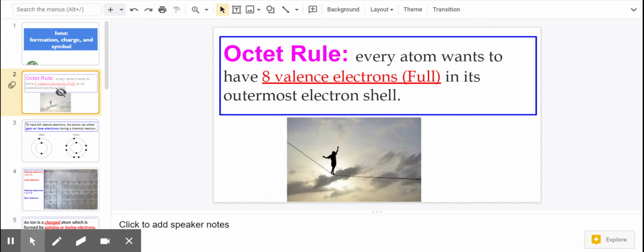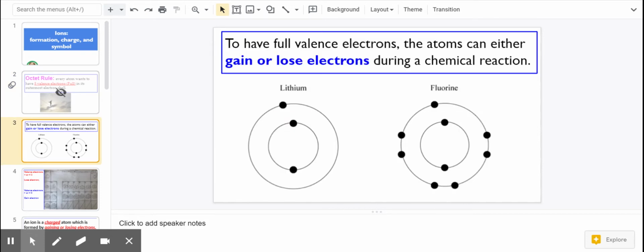So we are going to look at the details. How can they form 8 valence electrons? To have 8 valence electrons, one choice is that the atom can either gain or lose electrons. This normally happens during a chemical reaction. For example, this is lithium. It's number 3. It has 3 electrons, and one in the second energy level. Lithium would just prefer to give away this one, to lose this electron.